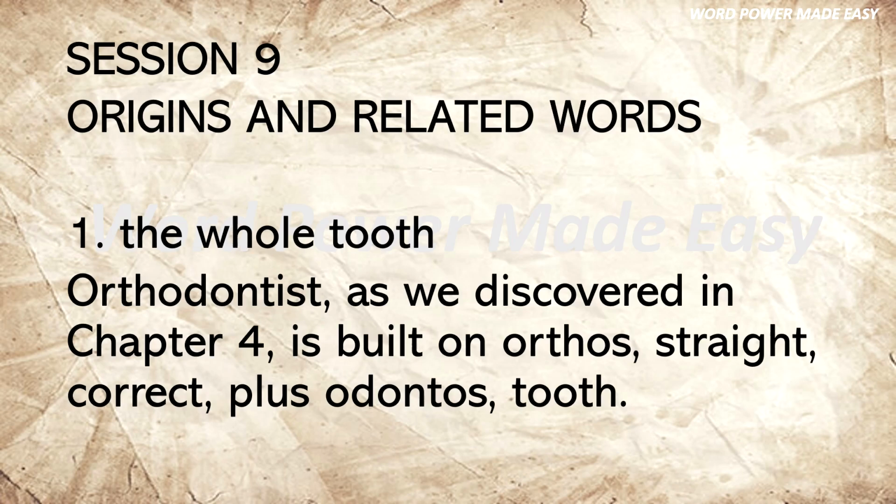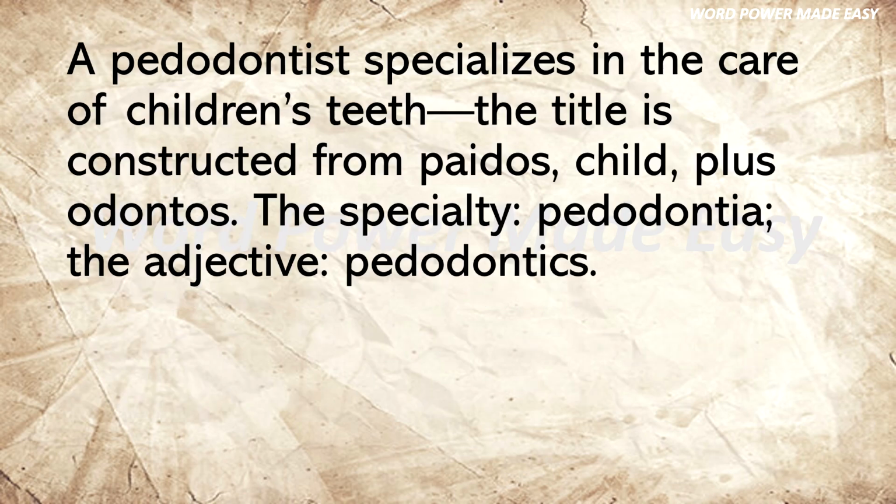Session 9. Origins and related words. 1. The whole tooth. Orthodontist, as we discovered in Chapter 4, is built on orthos, straight, correct, plus odontos, tooth. A pedodontist specializes in the care of children's teeth. The title is constructed from pedos, child, plus odontos. The specialty, pedodontia. The adjective, pedodontics.